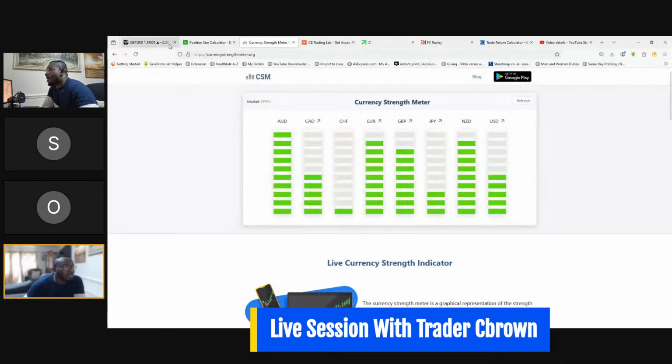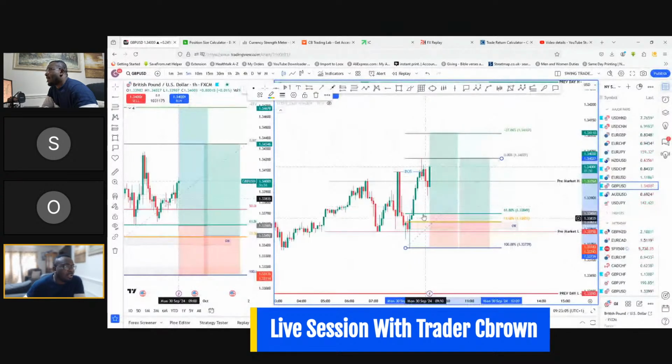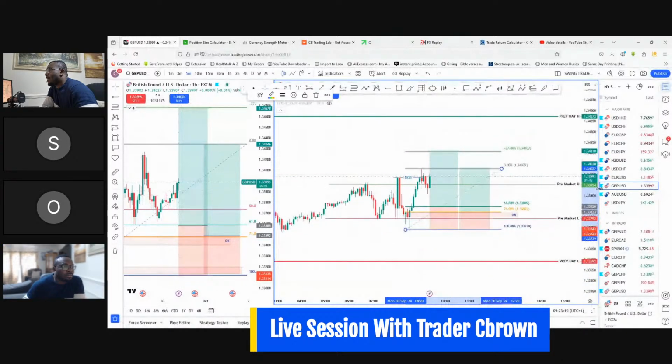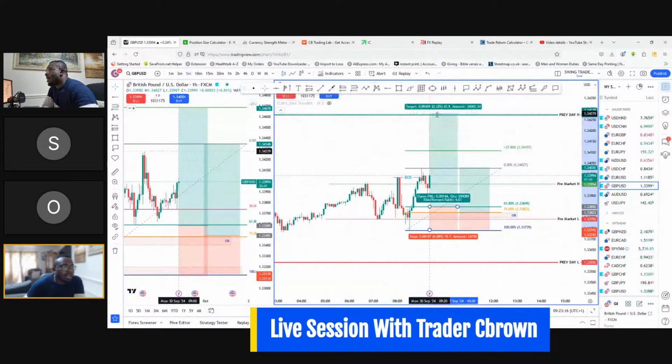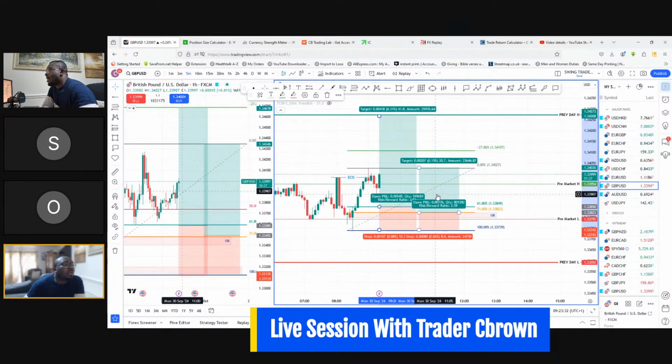Now, the overall goal today is to break the previous daily high anyway. Let's see if they give us an opportunity to take that. That's where they are going overall. Come on. This candle is messing the structure up. It didn't want us to get in this trade.